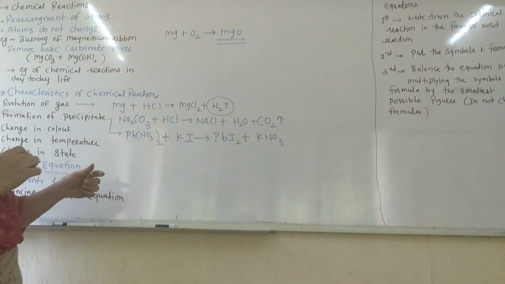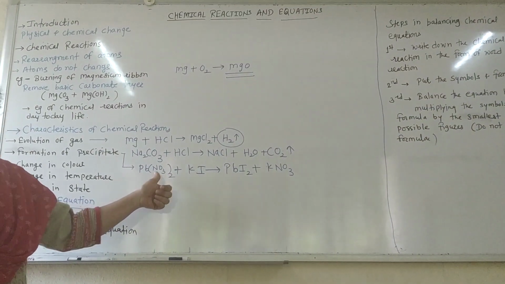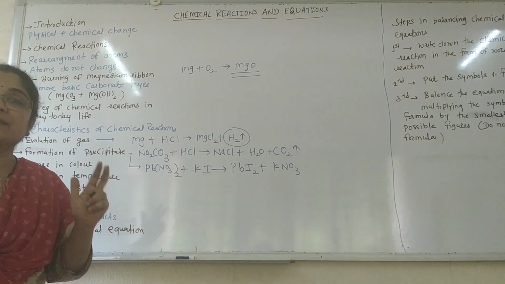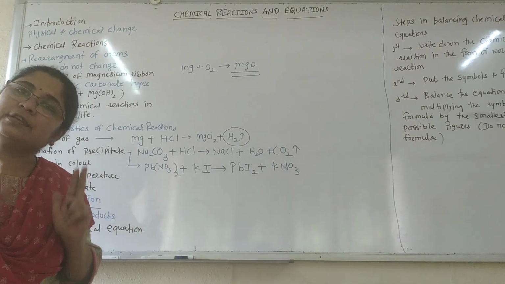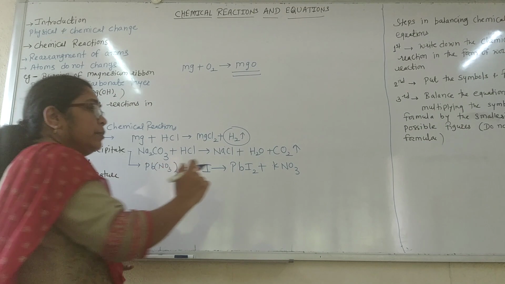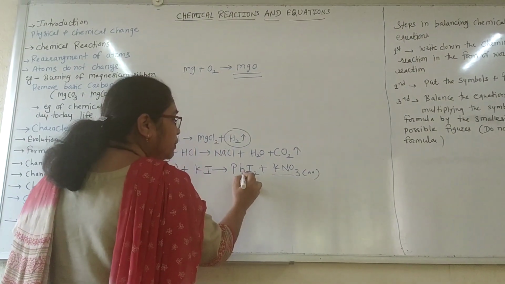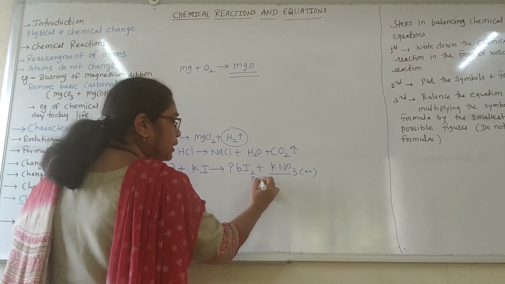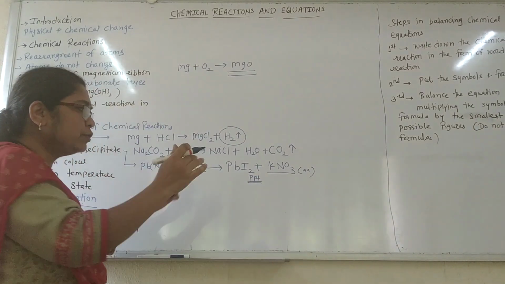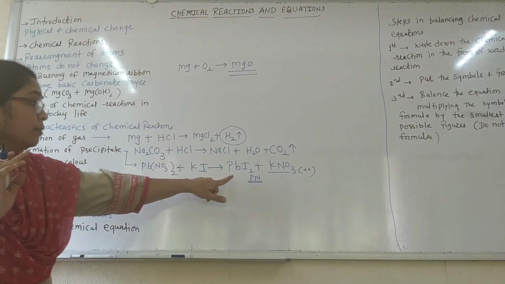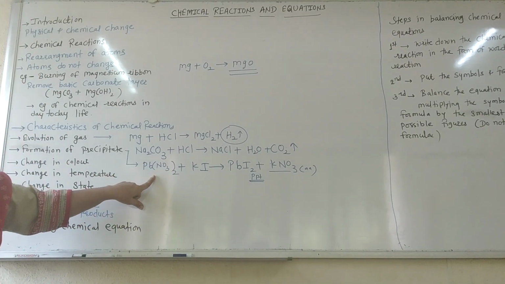During this reaction, a precipitate is formed. A solid substance is formed along with the aqueous solution. An aqueous solution of KNO3 is formed here, and PbI2 is a precipitate. This is a solid substance which sinks at the bottom of the beaker during this reaction.